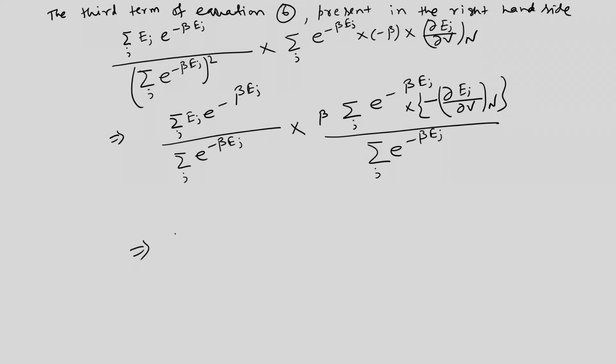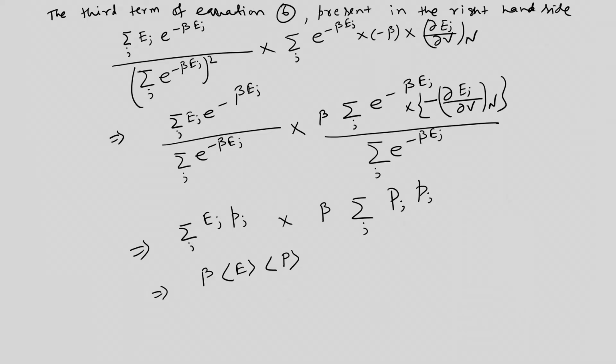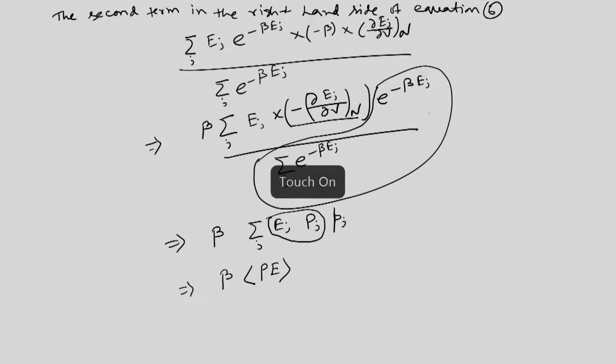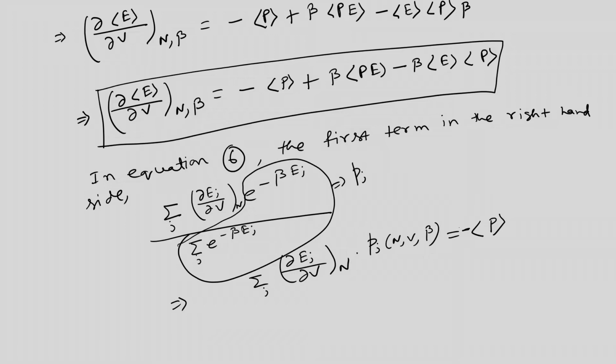So, the first term here gives E_j times P_j, and the second term gives us pressure P_j times P_j. So, this gives us beta times E average times P average. So, that is how we arrived at equation 7. We name this one as equation 7.